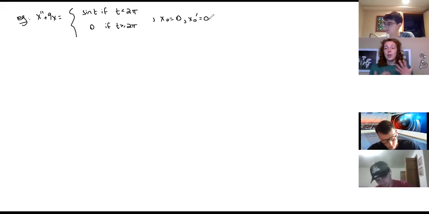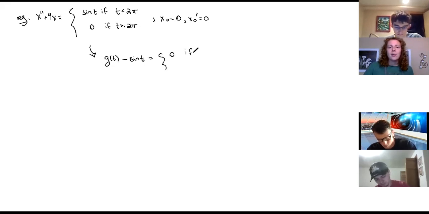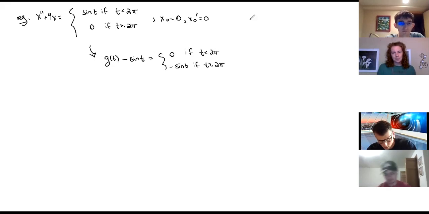So once again, let's do the transform of the right-hand side first, and then we'll deal with the differential equation. I'm gonna skip a couple of steps here. Tell me if I need to slow down. We're gonna do g of t minus sine of t. This is gonna be 0 if t is less than 2 pi, and negative sine of t if t is greater than or equal to 2 pi. So that's what I'm looking at.